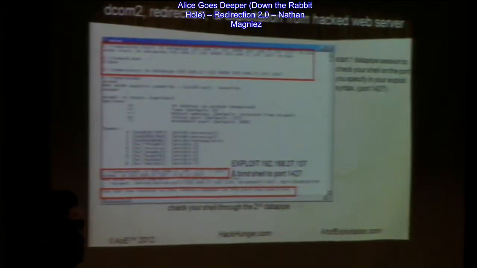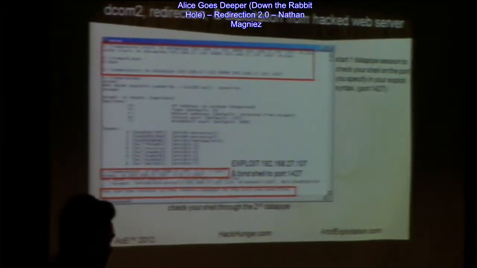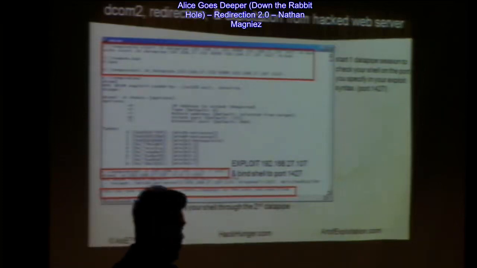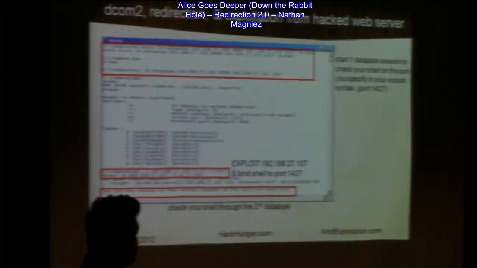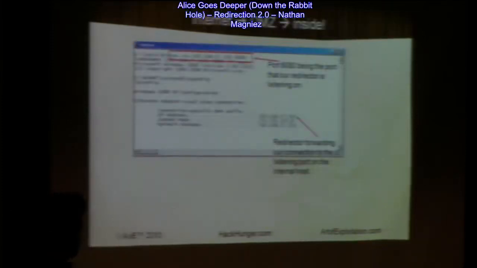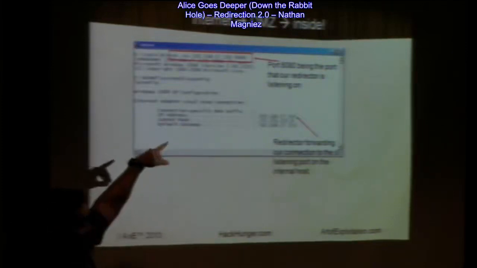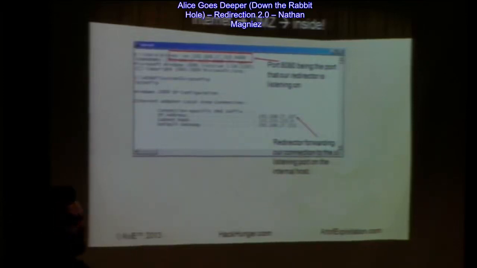So now, how do we check our shell? Well, from our attack machine, we're going to connect to that 1427 on the web server. We should then redirect it on to the internal domain controller, right? Just like a proxy. So I connect to that internal machine. I'm in. I hit 8080. He's listening on 8080, and he then redirects me into the domain controller on port 1427, where if our exploit was successful, we should have a shell waiting for us.